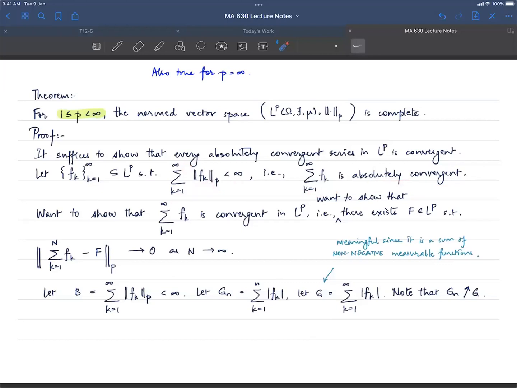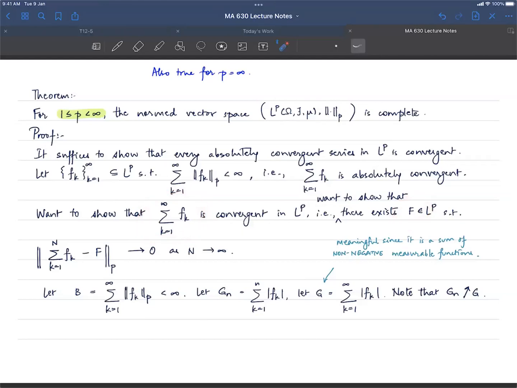Now, what do we want to do? We want to show that the sum k going from 1 to infinity fk is in fact convergent in LP. Right? So we want to show that there exists some capital F in LP such that the sum k going from 1 to infinity fk converges to F. What does that mean? That means the sequence of partial sums for this series converges to capital F.